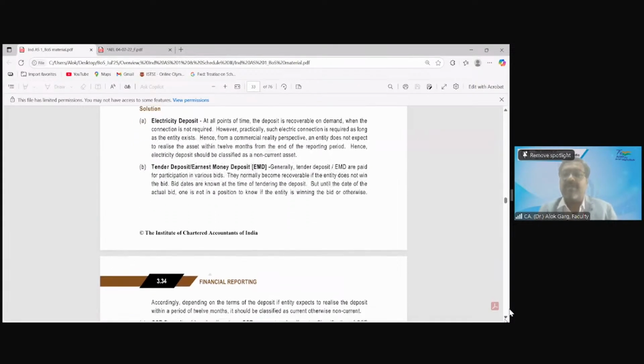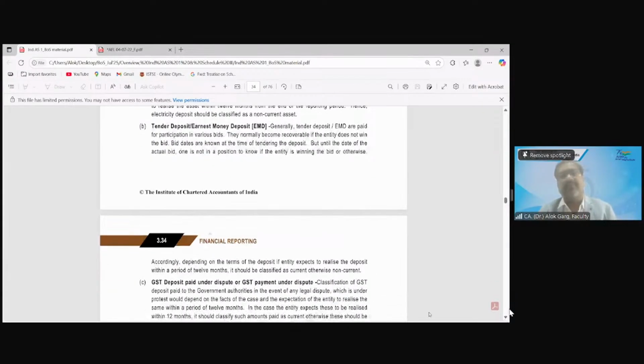So bid dates are known at the time of tendering the deposit. Let's say today, 1st of March, you are depositing money for the purpose of filing a tender. And the date of filing of a tender is within 6 months from the date of deposit. So after 6 months, you will be able to know whether you have won or you have lost. If you have won the contract, this money will be adjusted. If you have lost the bid, the tender, then the money will be received back, right?